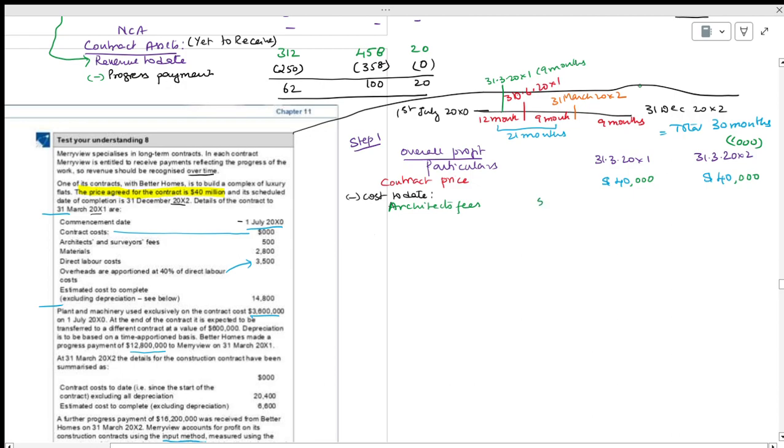Architect fees is how much? 500. Slowly and steadily do it, don't rush. This is for this and this is for this. 500 is architect fees. Materials are how much? 2,800. Direct labor is how much? 3,500.